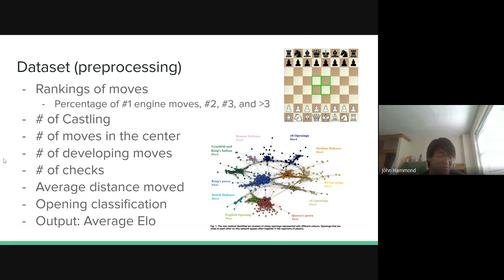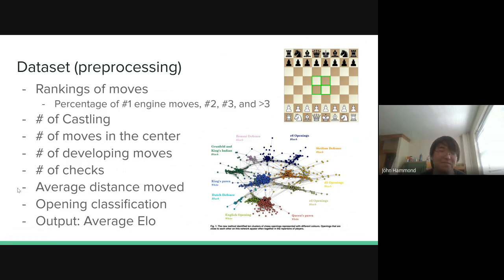I could only do this for the first 30 moves though, because this requires hooking up Stockfish to my model, which takes a lot more time, and it's not realistic for me to analyze the entire game. I also looked at whether or not the player castled, the number of moves towards the center, and the number of development moves. The idea is that a good player would maximize those moves. The number of checks is actually kind of the opposite. Generally, you see a lot of checks at the lower levels. Average distance moved: the hope was that good players would move pieces further. Whether or not that actually is true is unknown.